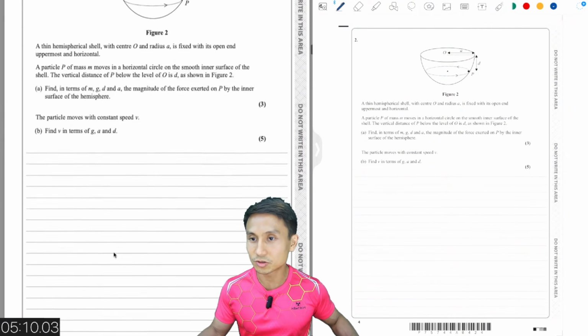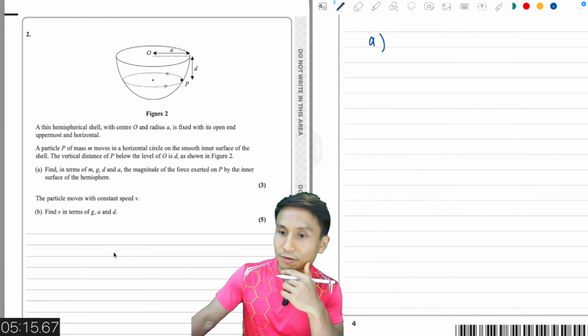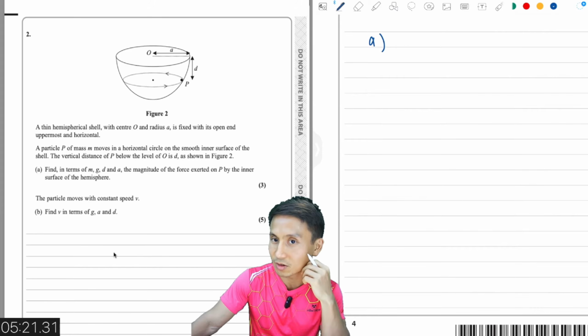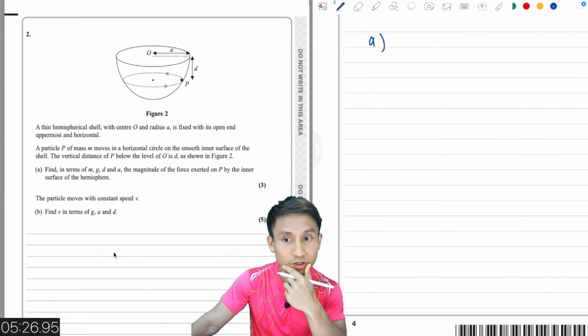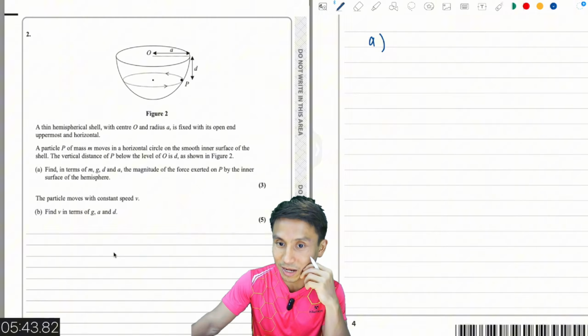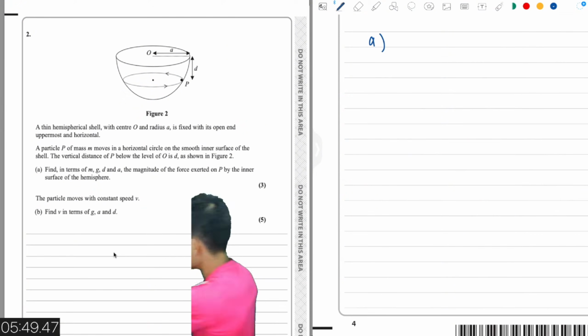Next one, question 2. Part A. A thin hemispherical shell with center O and radius a is fixed with its open end uppermost and horizontal. Okay? A particle P of mass m moves in a horizontal circle on the smooth inner surface of the shell. The vertical distance of P below the level of O is d. Okay, we can see that from the figure. Find, in terms of m, g, d, and a, the magnitude of the force exerted on P by the inner surface.